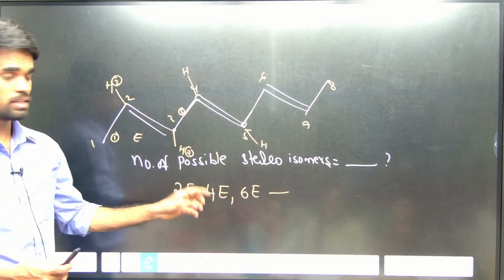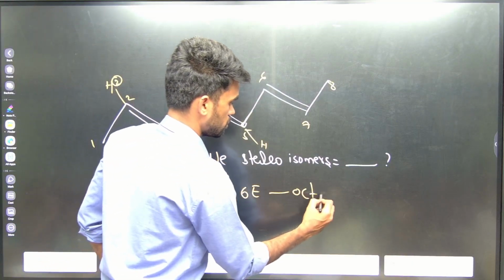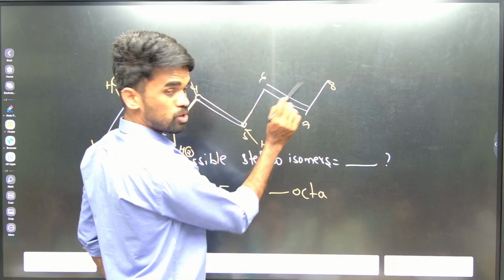Like this, after writing, you just mention how many carbons? Octa. 3 double bonds now. Octa.